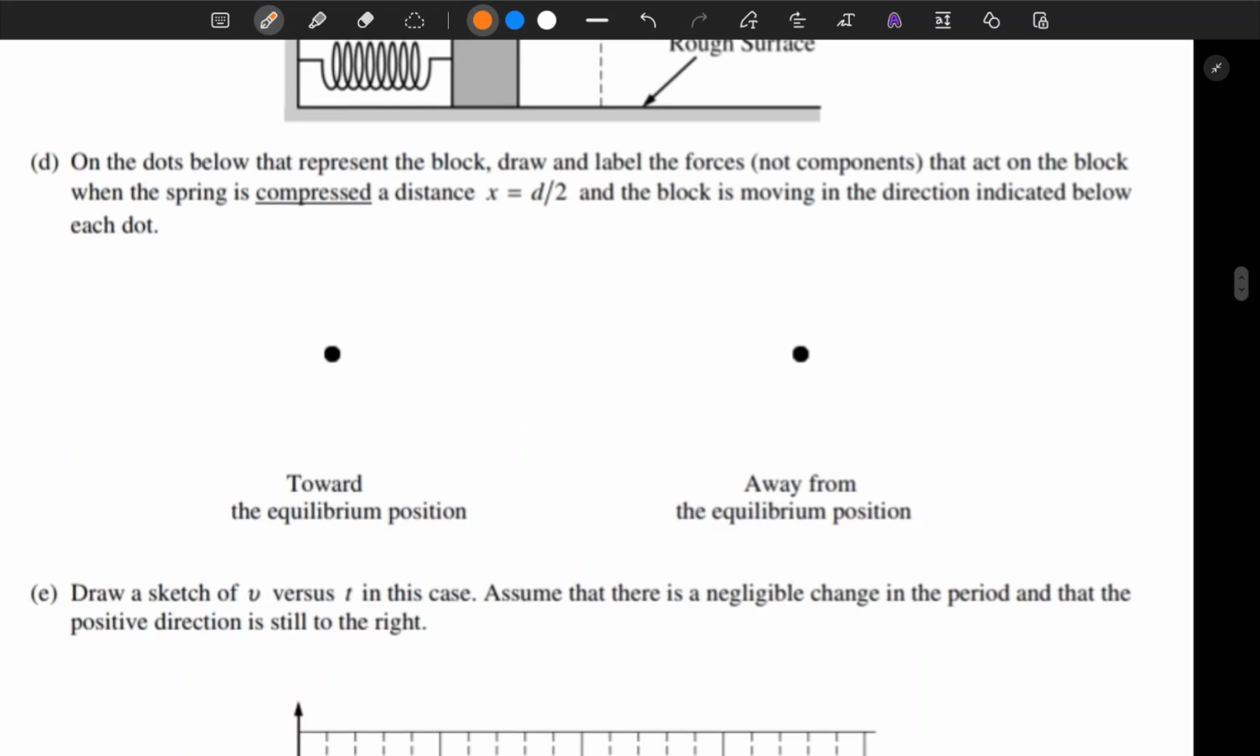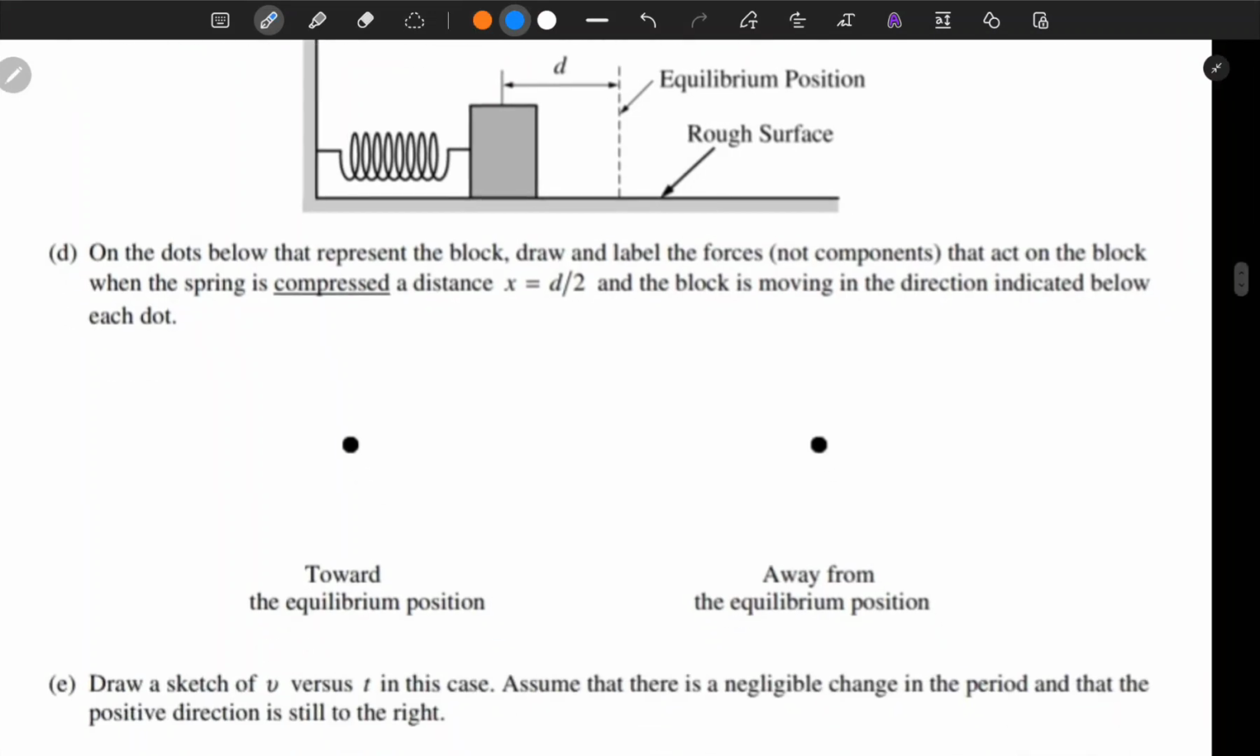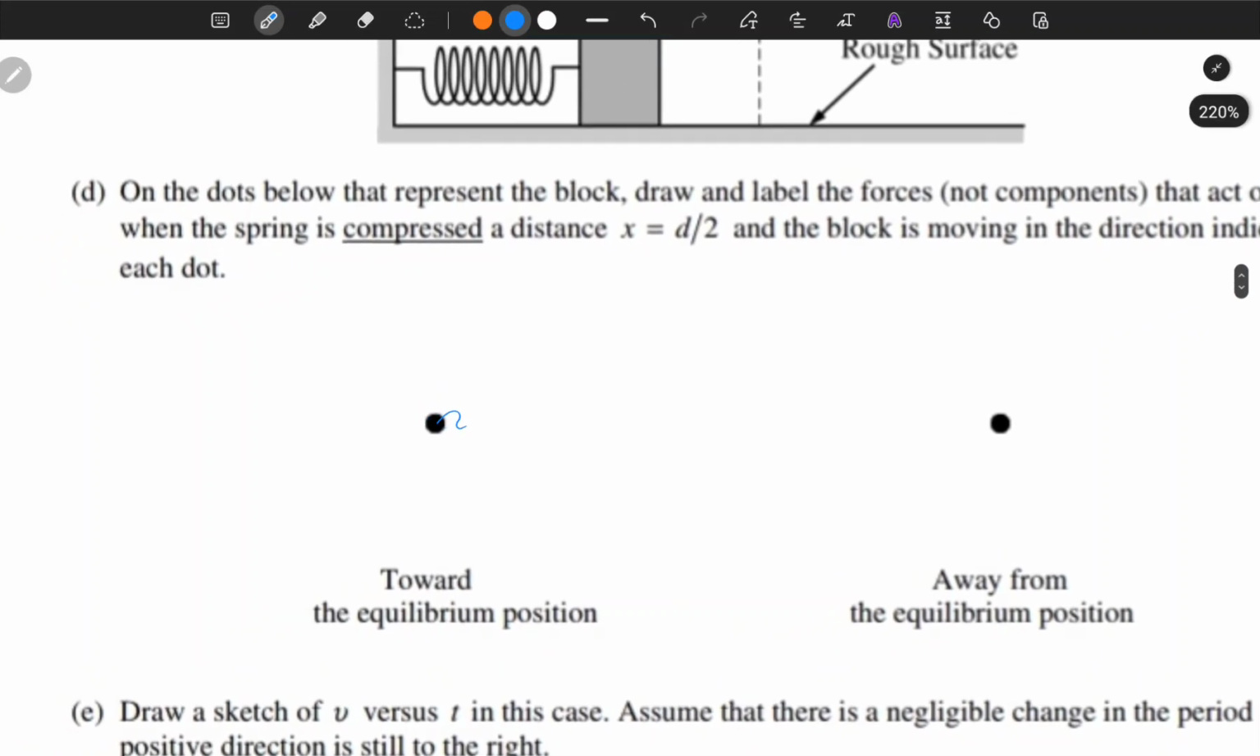On the left dot, we wish to draw the forces acting on the block when it is moving toward the equilibrium position from a compressed distance of d over 2. Well, to start, we note that acting on this block is the gravitational force, F of g, which here is always equal to mg, and to counteract this force is the normal force, Fn, which again is equal to mg.